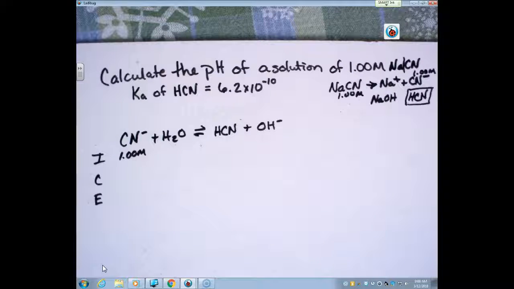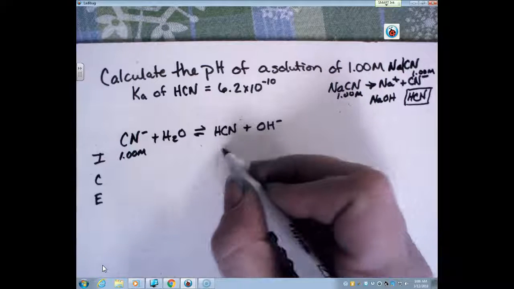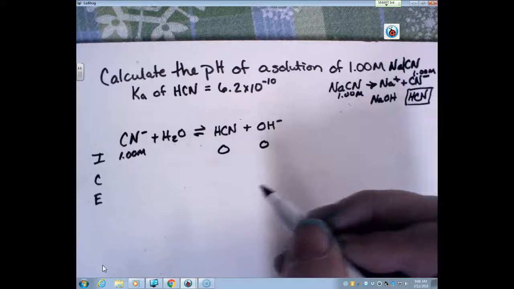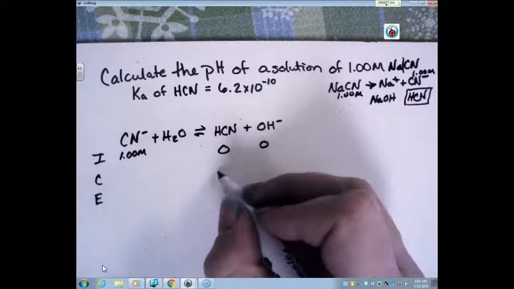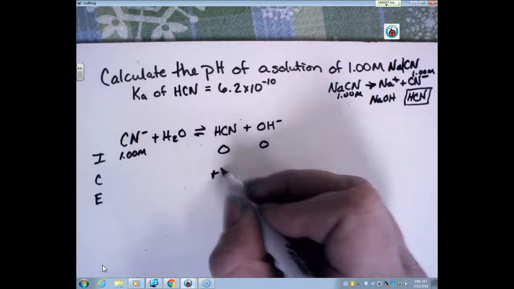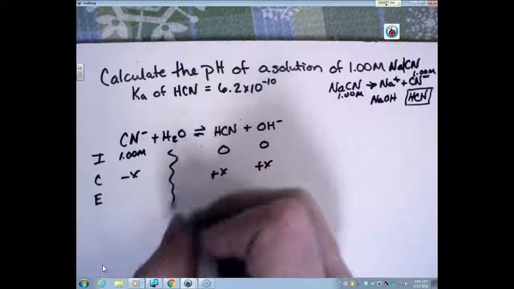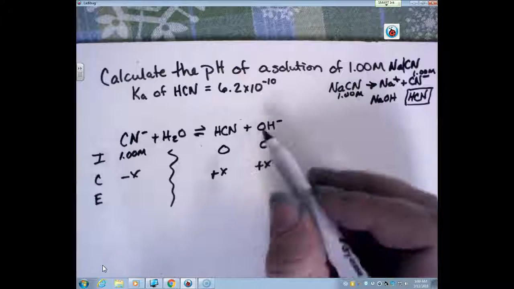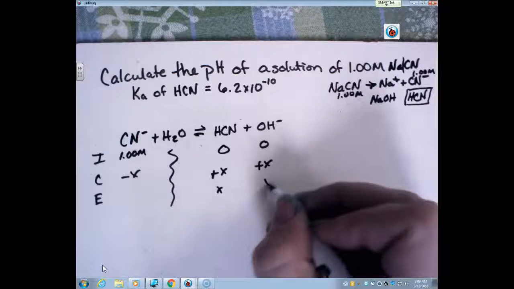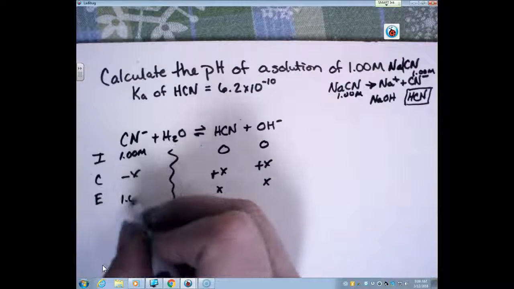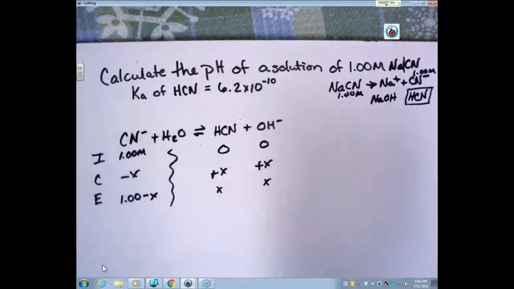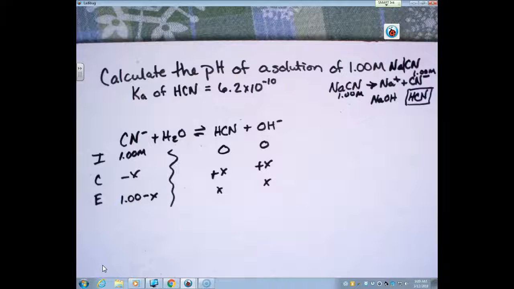Okay, I'm going to do an ICE box and we'll write an equilibrium. So before cyanide reacts with any water, I don't have any of these. And once it starts interacting, I'm going to get some of these. How much? I don't know. So plus x, minus x. We don't really need anything for water there. And so this is going to be x, this is going to be x, and this is going to be 1 minus x.